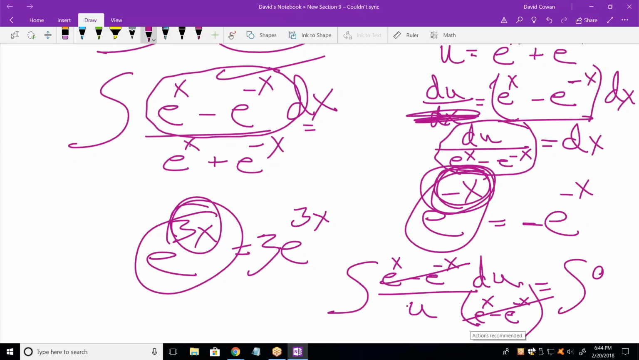Now I have du over u. That's just the natural log of u, being e to the x plus e to the minus x. There's your answer, plus c. Do you take off points if you forget the plus c?